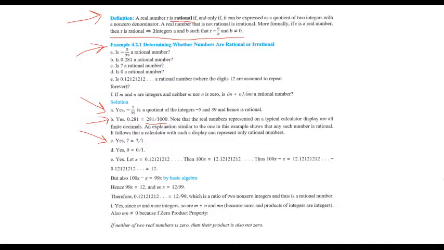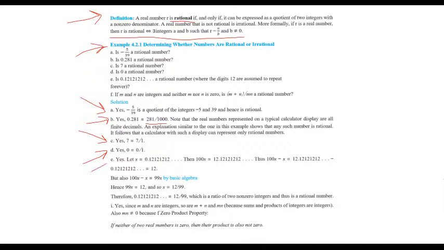How about 0? 0 can also be written as 0 over 1 or 0 over any other integer which is not 0. And obviously, since the denominator is not 0 and both numerator and denominator are integers, 0 becomes a rational number. Part E is a little bit harder to prove.